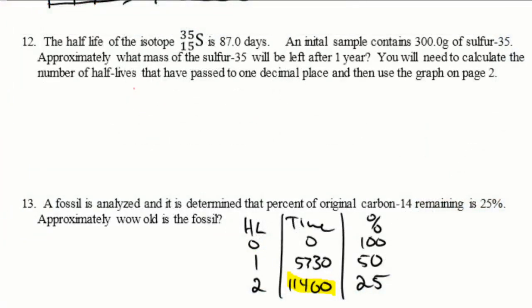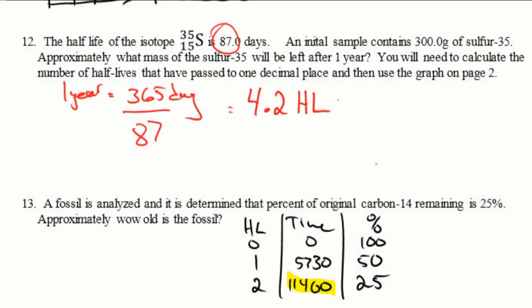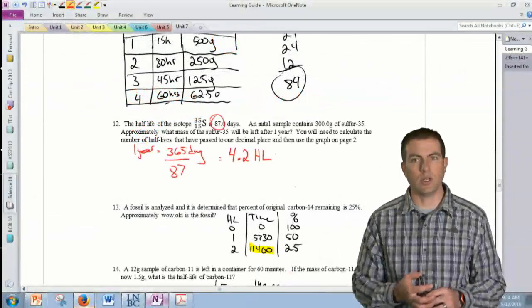If I had 1 year, that's 365 days. And it says a half-life is 87 days. So I'm going to see how many times 87 goes into 365. So if I take 365 divided by 87, that is 4.19, let's just call it 4.2 half-lives. So that means our sample is going to go through 4.2 half-lives.